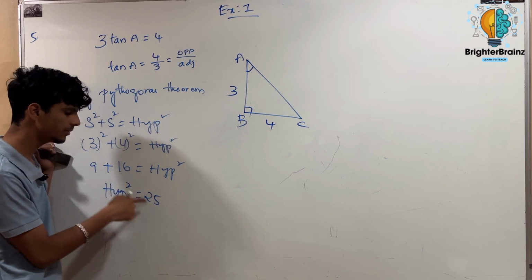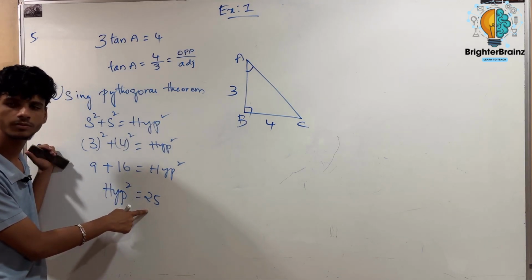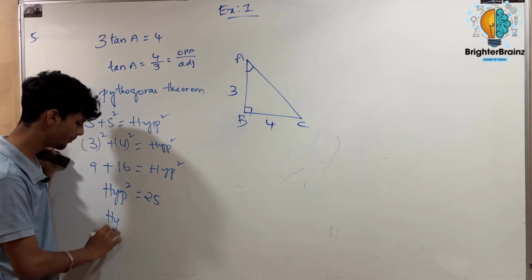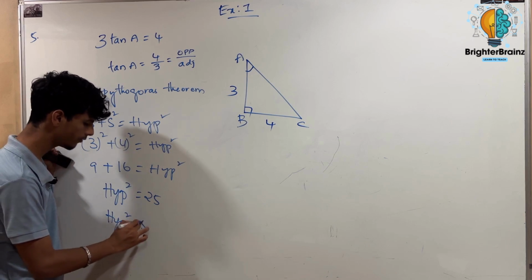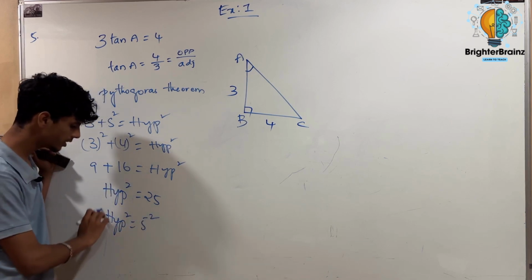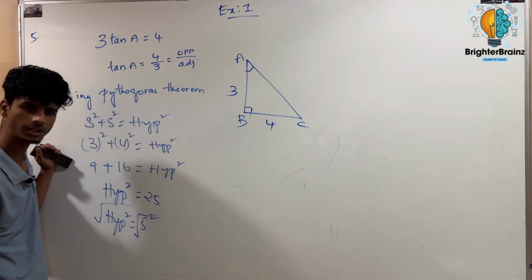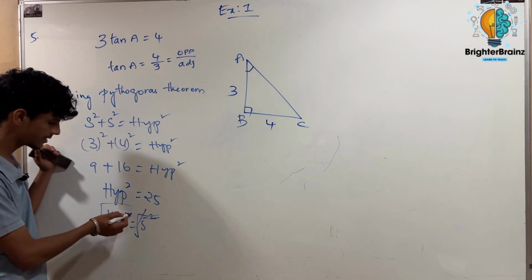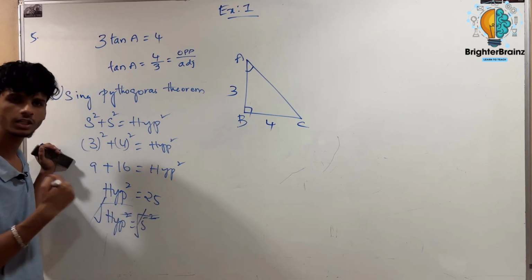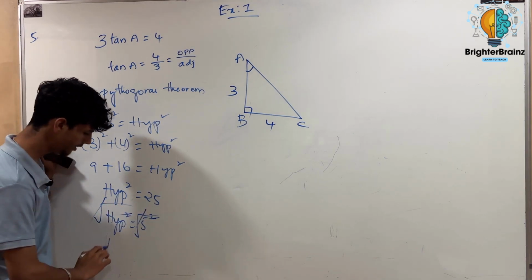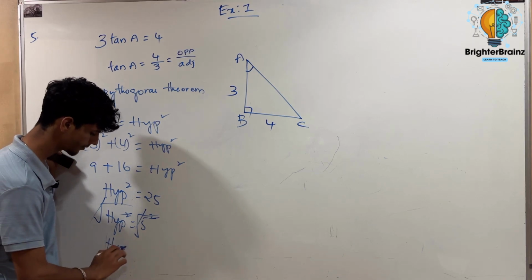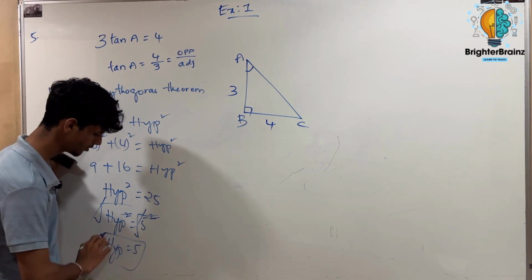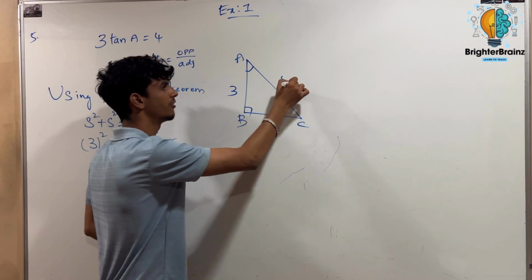So how can we write 25 in square form? 5 square. Hypotenuse square is equal to 5 square. Now take the square root on both sides. The square and root will be cancelled out on either side. Then the hypotenuse becomes 5, so the value of AC becomes 5.